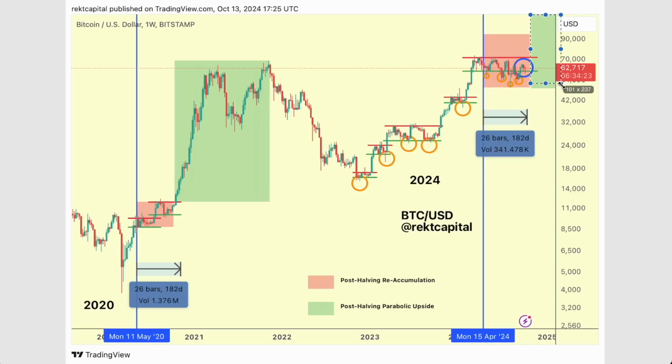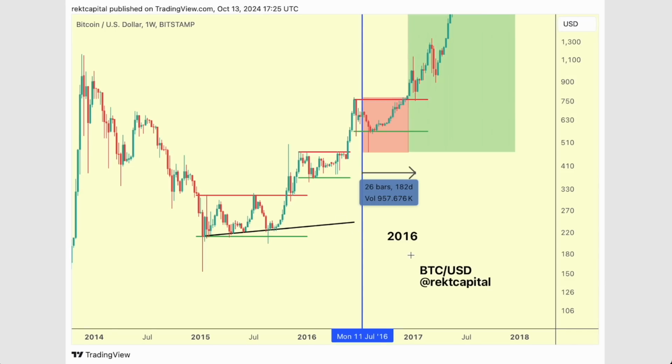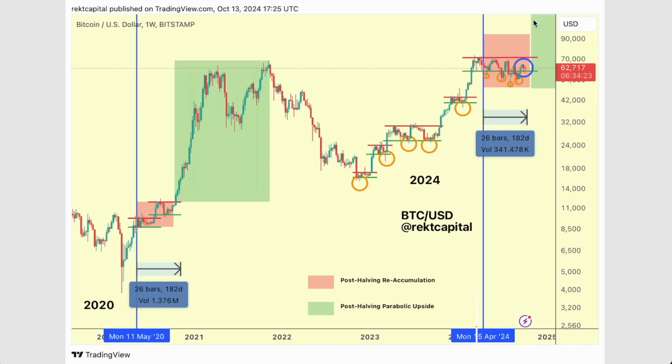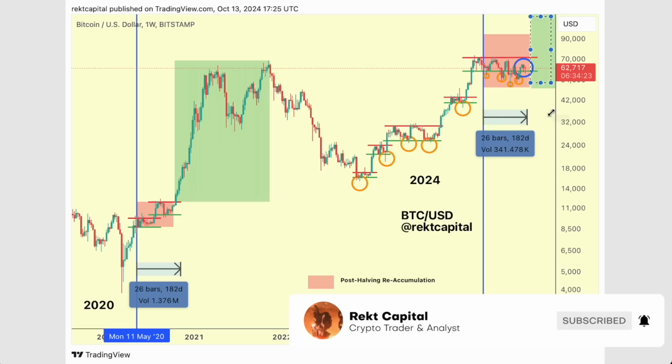Where is the parabolic phase of the cycle? Because in 2020, at this same point in the cycle, we'd already be in the parabolic phase. In 2016, it's the same thing as well. We were only confirming a breakout from this reaccumulation range in 2016 to confirm a transition into the parabolic phase of the cycle. So where is that phase right now? We'll be talking about that in today's video.